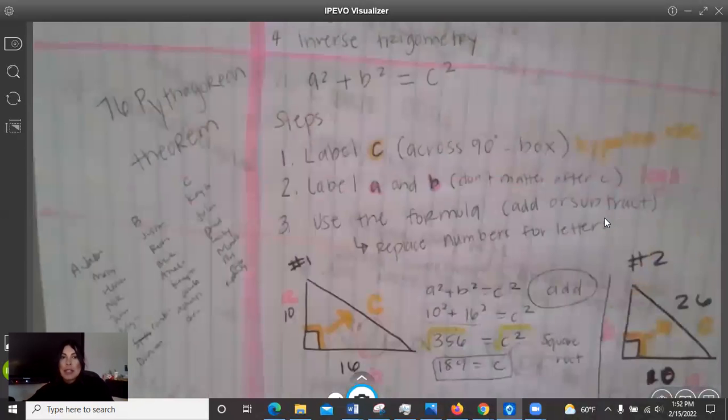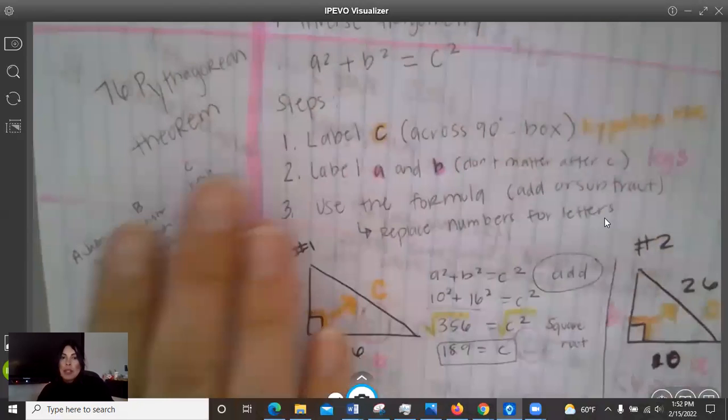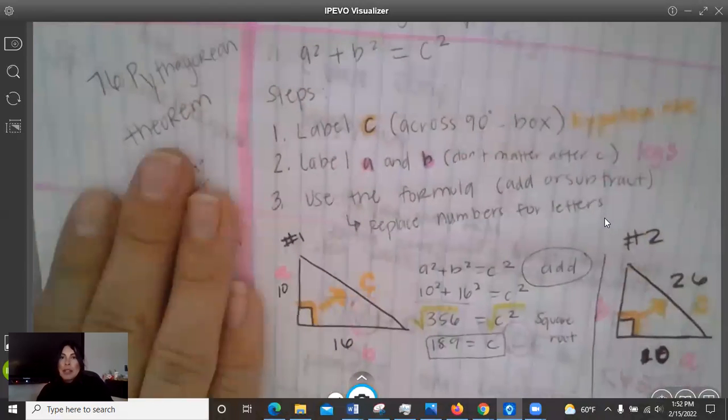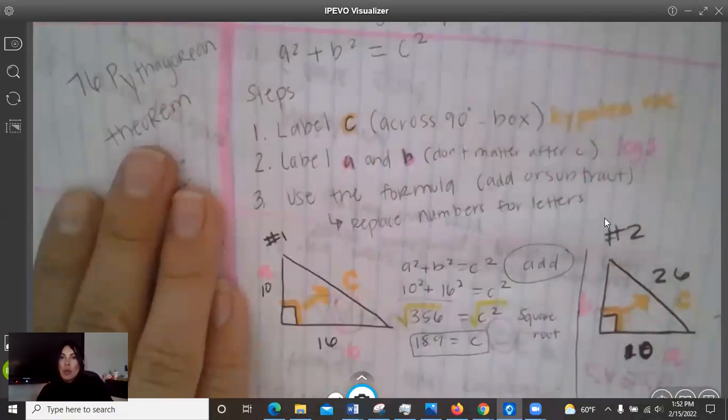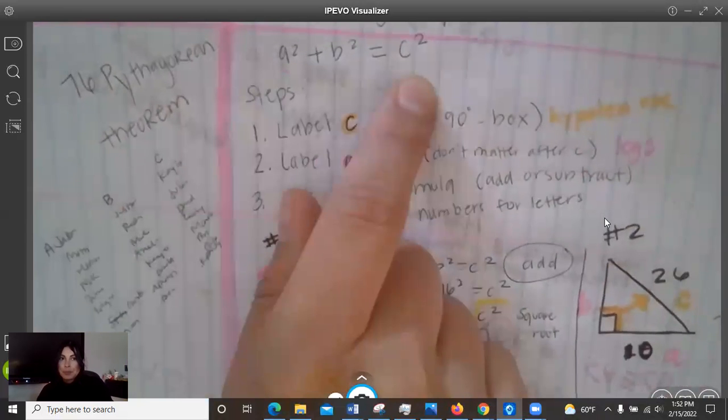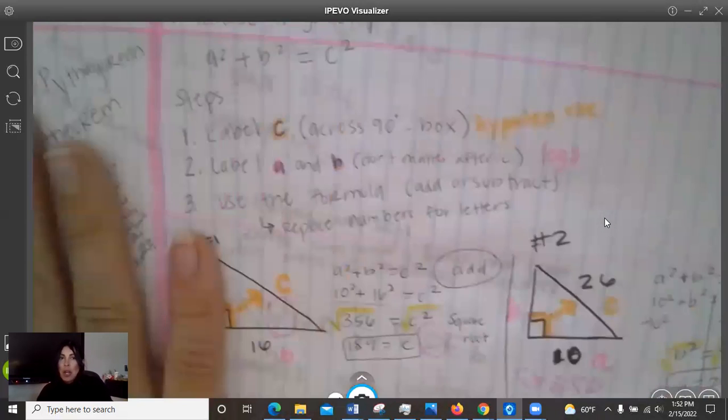All right, 76 is the Pythagorean theorem. Ignore this because that was for 6th period. So the Pythagorean theorem is a squared plus b squared equals c squared. And our steps are what's on here.